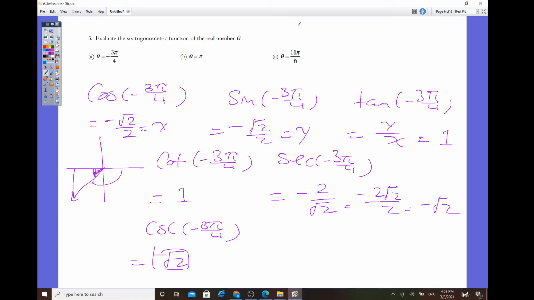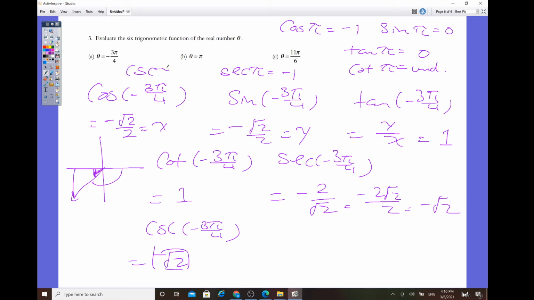And then for pi: cosine of pi is negative 1, sine of pi is 0, and tangent of pi, sine over cosine, is 0. Cotangent of pi, the reciprocal of 0, is undefined. Secant of pi is the reciprocal of negative 1, which is negative 1, and cosecant of pi, the reciprocal of 0, is undefined.